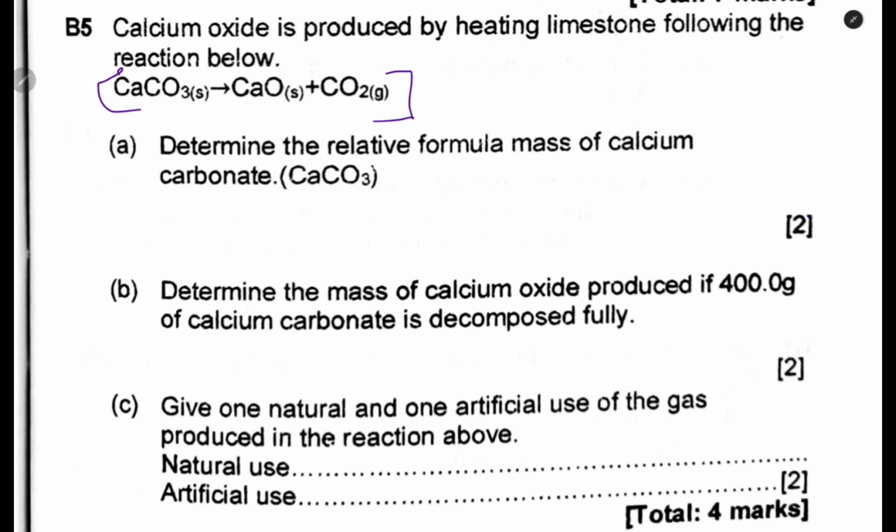Determine the relative formula mass of calcium carbonate. So that is the first question that we are doing. Now, to determine the relative formula mass, you just add the relative atomic mass of all the atoms that are in calcium carbonate. In this case, you take note of also how many are there. So here we have 3 oxygen, and oxygen, you know that the atomic mass is 16. This gives us 48.